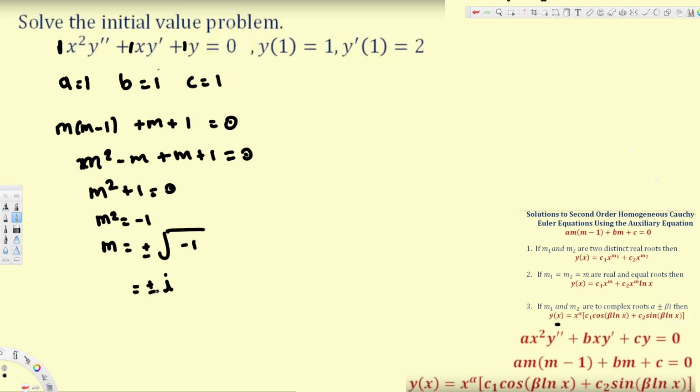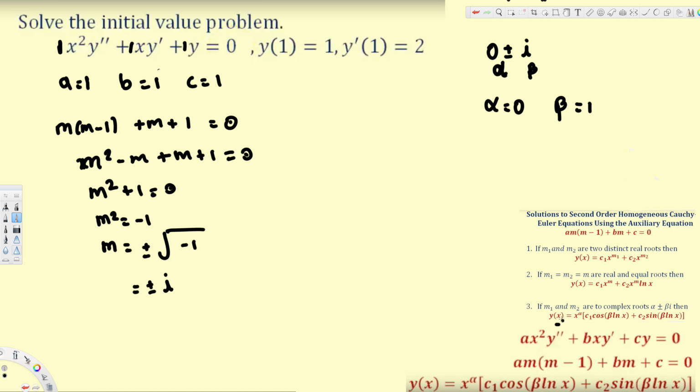But in order to plug this into this equation, we have to know what alpha and beta are. Alpha is the real part and beta is the imaginary part. Here we have 0 in front, so 0 plus or minus i. This is alpha, alpha is 0, and this is beta. The coefficient in front of i is beta, and alpha is this value. So alpha is equal to 0, beta is equal to 1, and now we have alpha and beta.